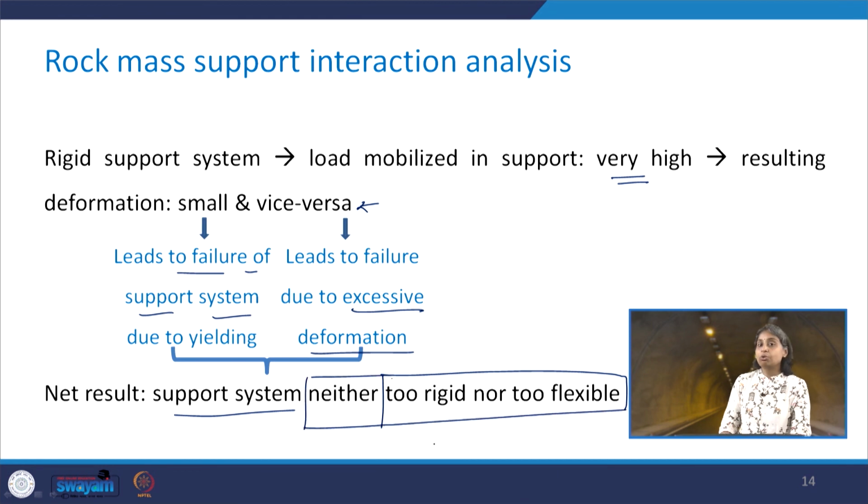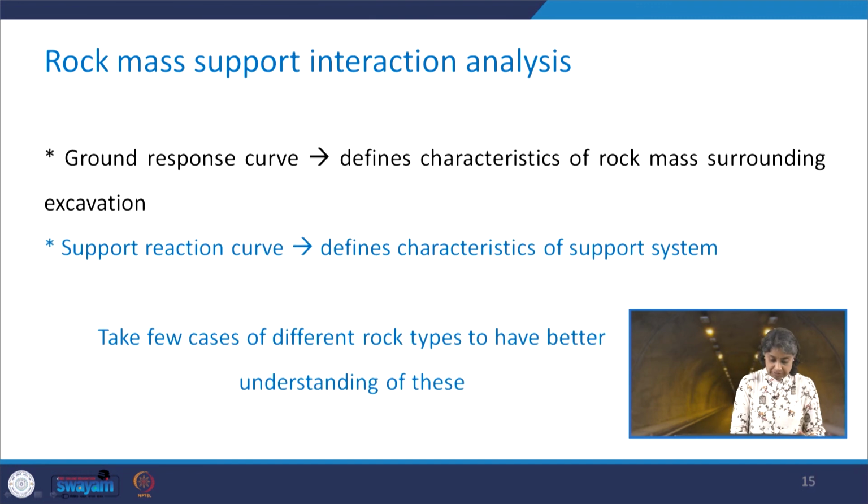Remember the quote that I told you when we were discussing NATM. There also this particular term came: neither too rigid nor too flexible. Because if we go to the extreme sides, this is what is going to happen. Either the failure will take place because of yielding of the support system, or the failure will take place because of excessive deformation, and we do not want either of these to happen. So, we have to be somewhere in the middle of these two extreme situations.